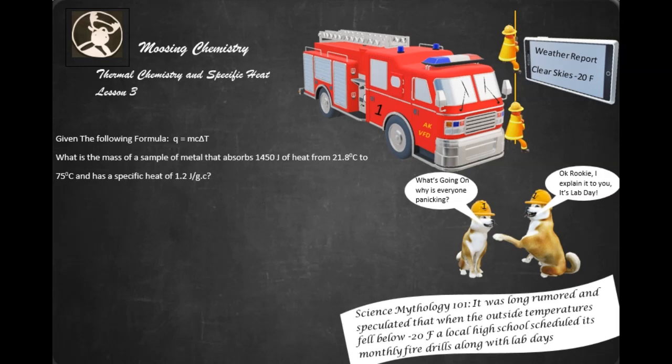Thermochemistry, specific heat, lesson number 3. Given the following formula, Q equals m c delta T, what is the mass of a sample of metal that absorbs 1,450 joules of heat from 21.8 degrees Celsius to 75 degrees Celsius and has a specific heat of 1.2 joules over grams times Celsius? Well, the first thing we want to do is write the Q equals m c delta T formula again.